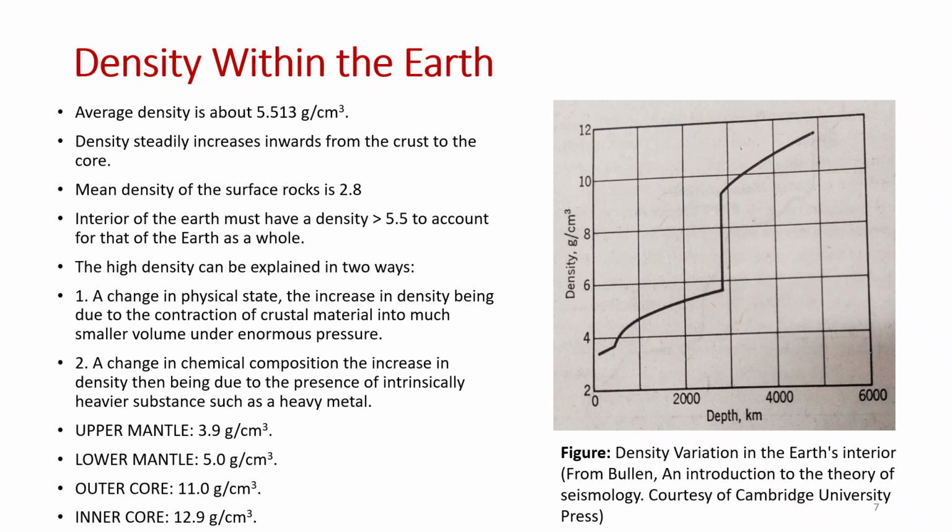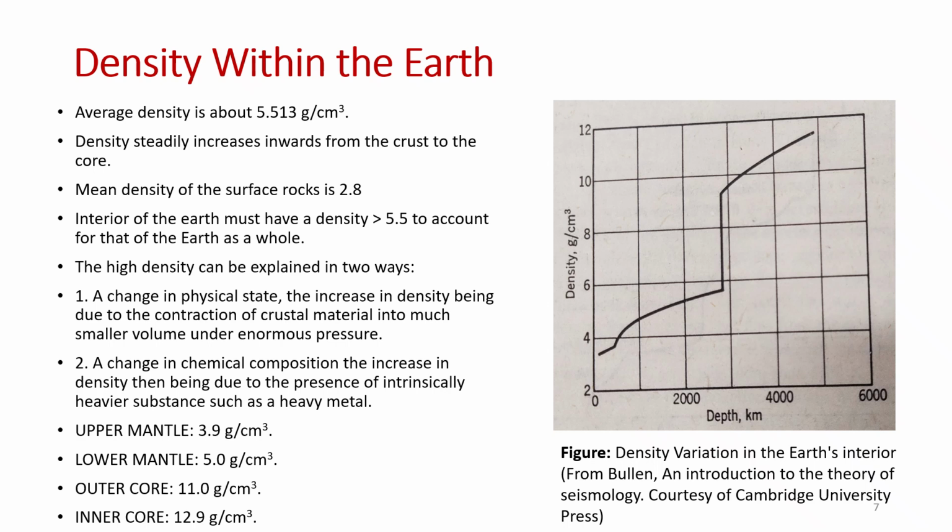The high density can be explained in different ways, and the important ways are, number one, a change in the physical state. That means the increase in density is due to the contraction of the crustal material into a very small volume under enormous pressure. The other way is a change in the chemical composition, that means the increase in density is due to the presence of heavy substances such as heavy metals, maybe iron or nickel.